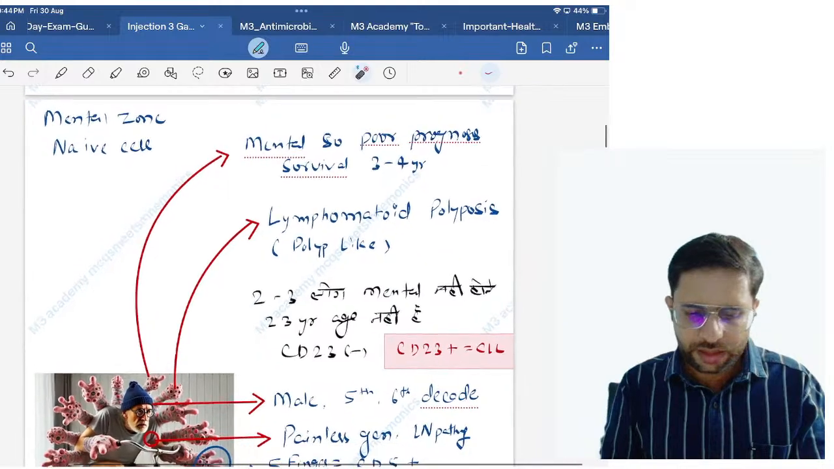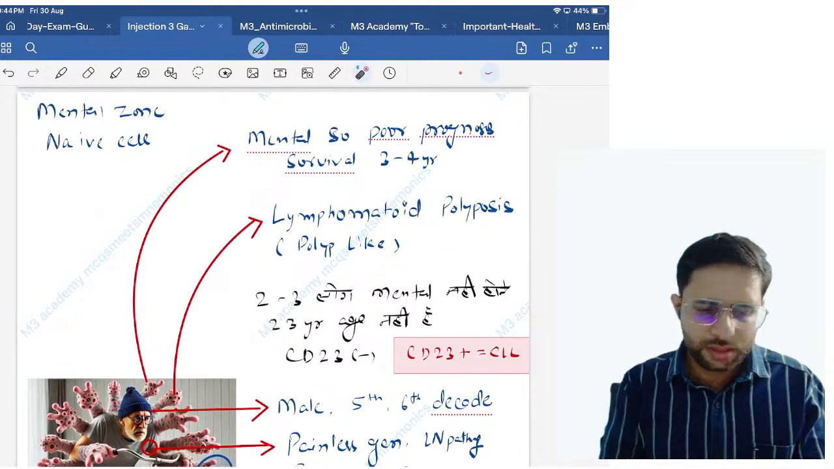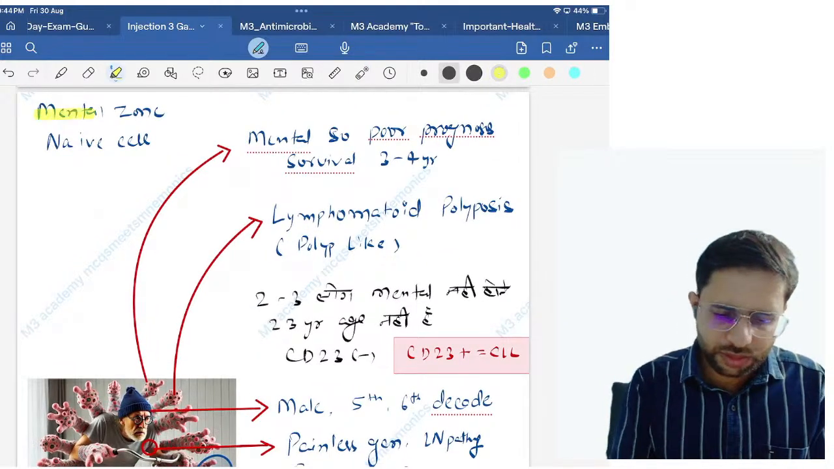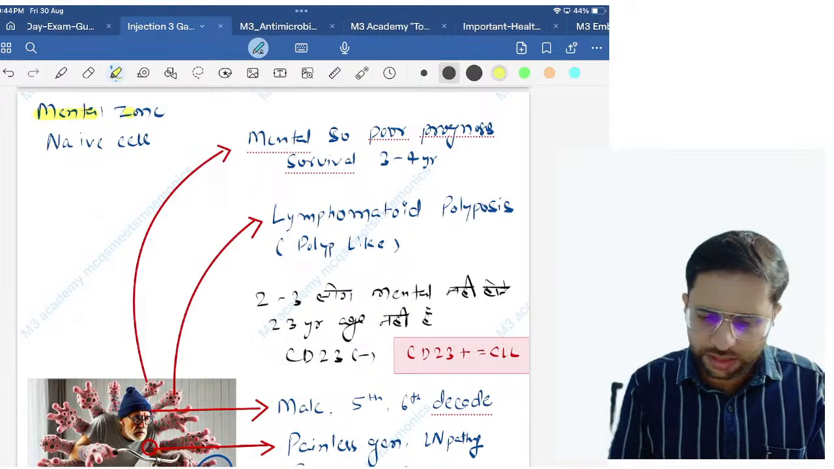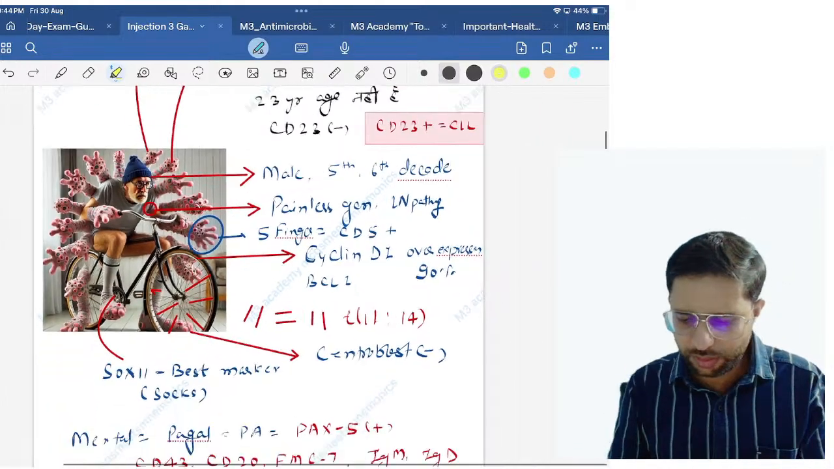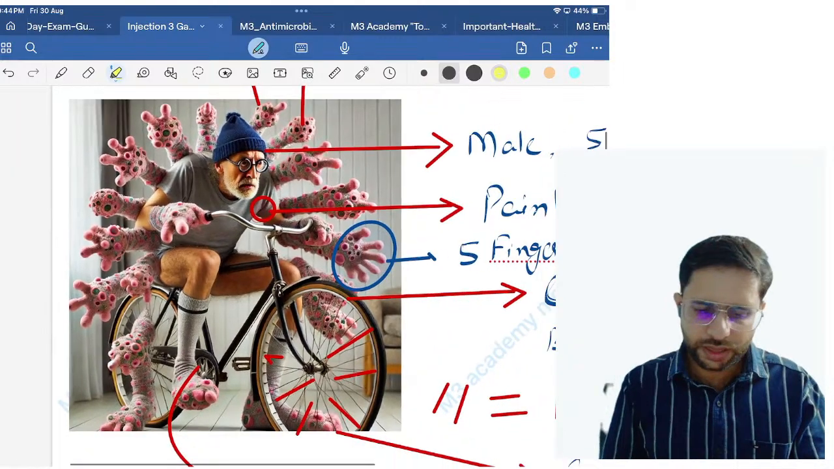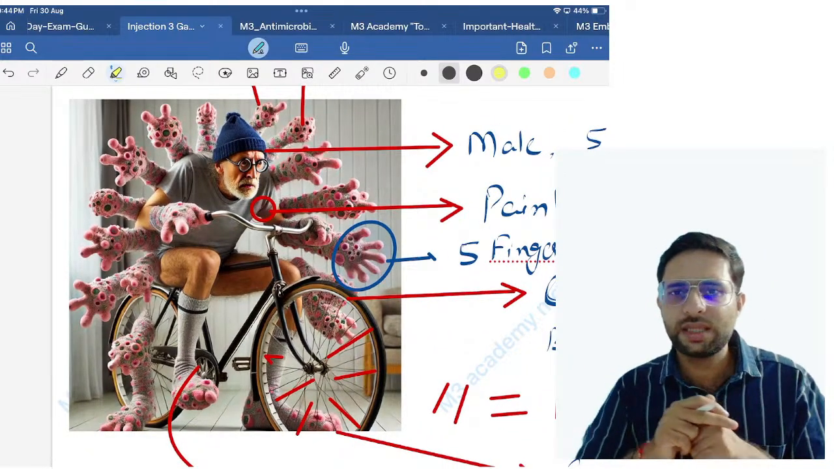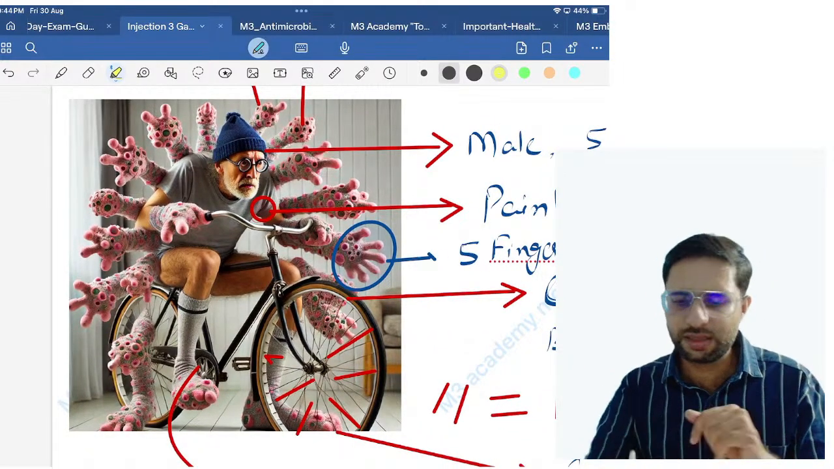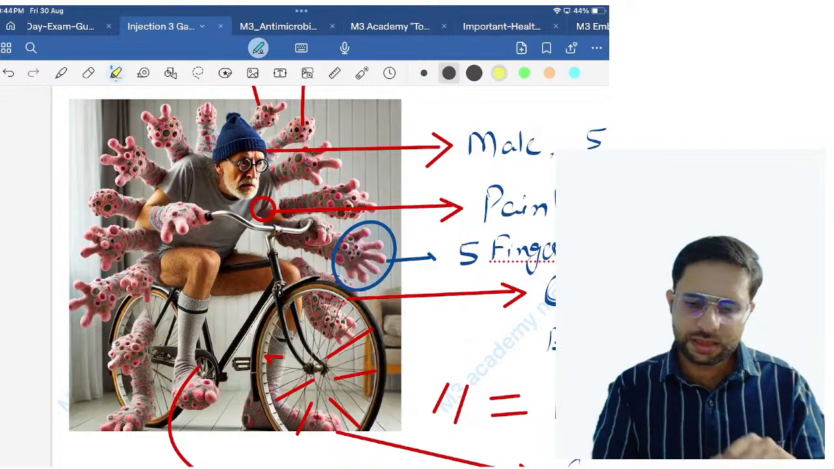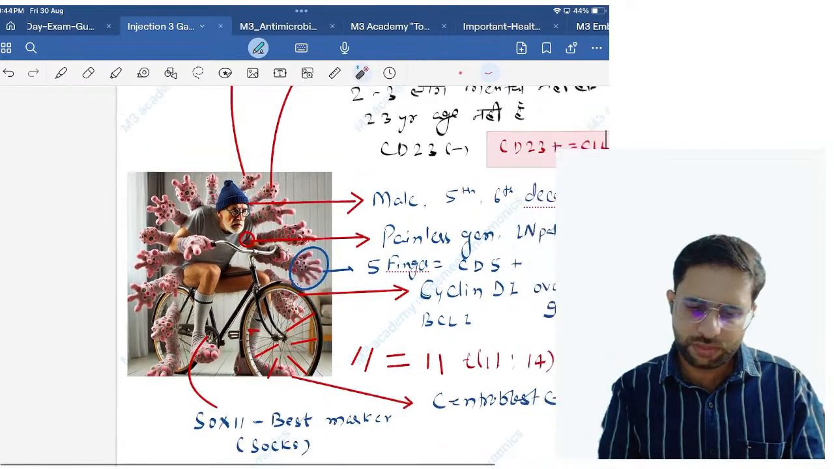Now let's move on to our main topic, the main chapter: mantle cell lymphoma. The story here is about mantle cell lymphoma. For mantle cell lymphoma, you can imagine this mnemonic story of a mental person, and you can predict every point from it.